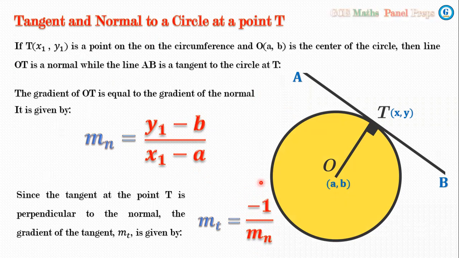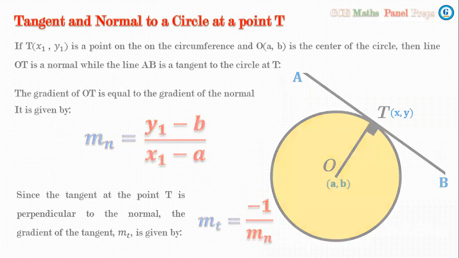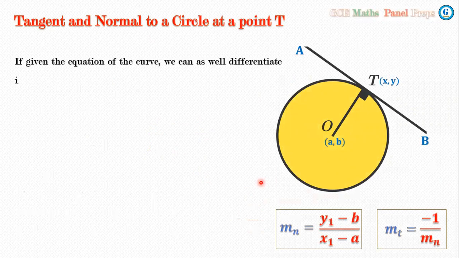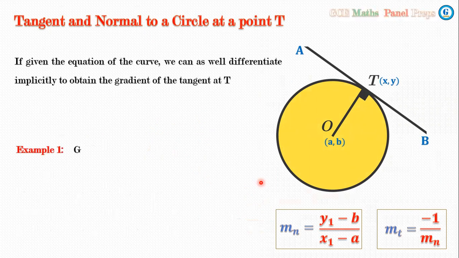This one we are not using differentiation. Okay. We can equally differentiate, and let's see what we have. If given the equation of the curve, we can as well differentiate implicitly to obtain the gradient of that tangent at point T. So let's take an example.